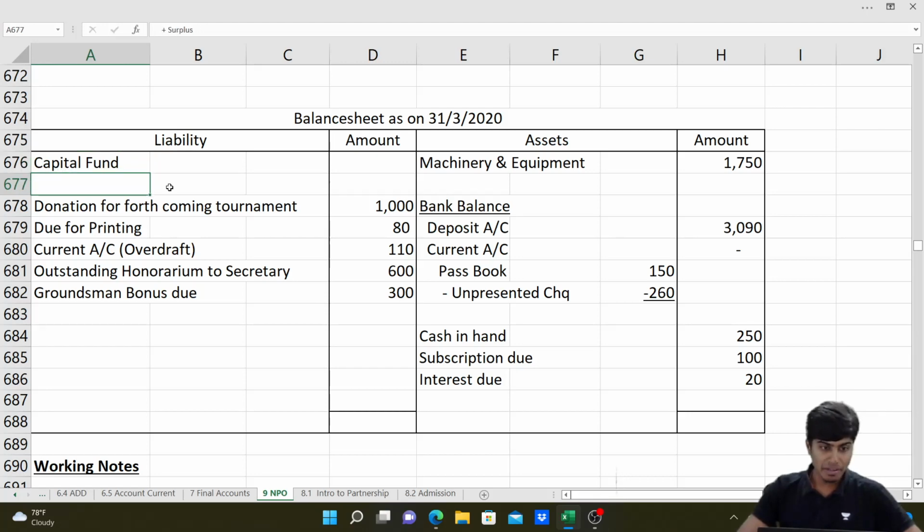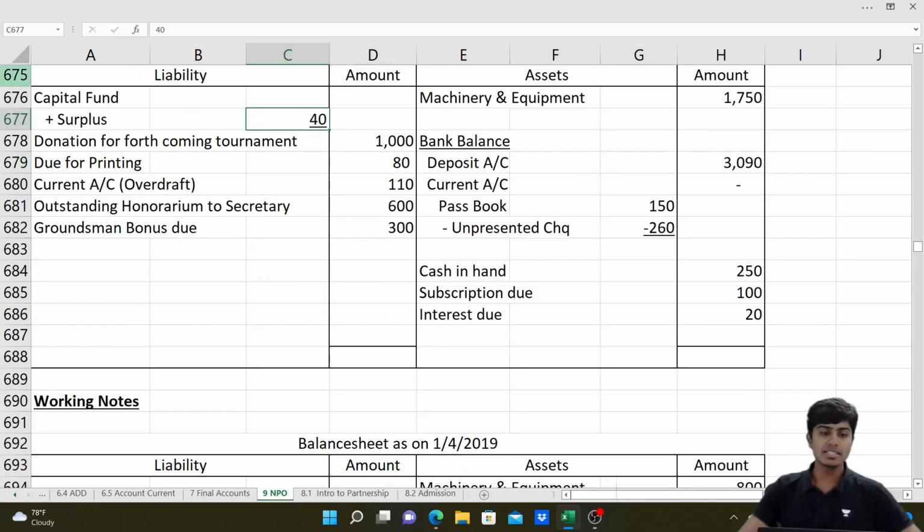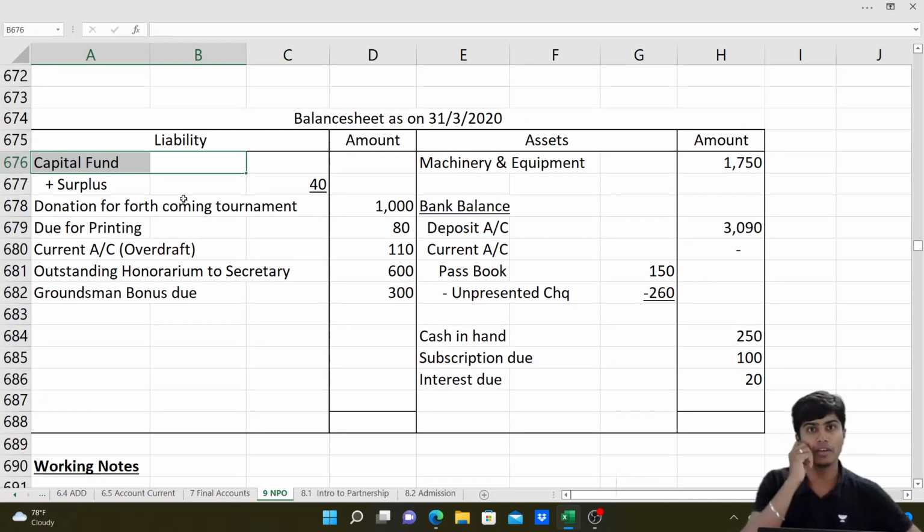I would have to write capital fund and add this surplus to the capital fund, but the point is I don't know how much my capital fund is. How do I find it? Very simple. We have kept open our previous year's balance sheet, or the current year's opening balance sheet. We'll total that balance sheet, and in it we'll find the balancing figure. That will be the capital fund, which will be posted from our opening balance sheet.